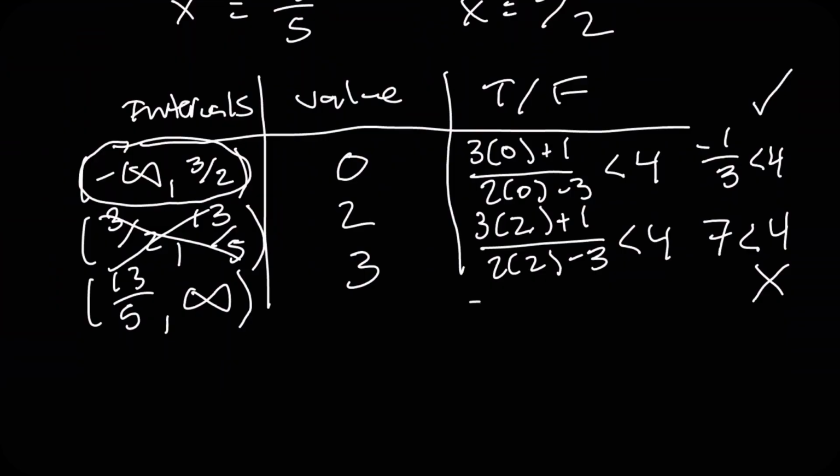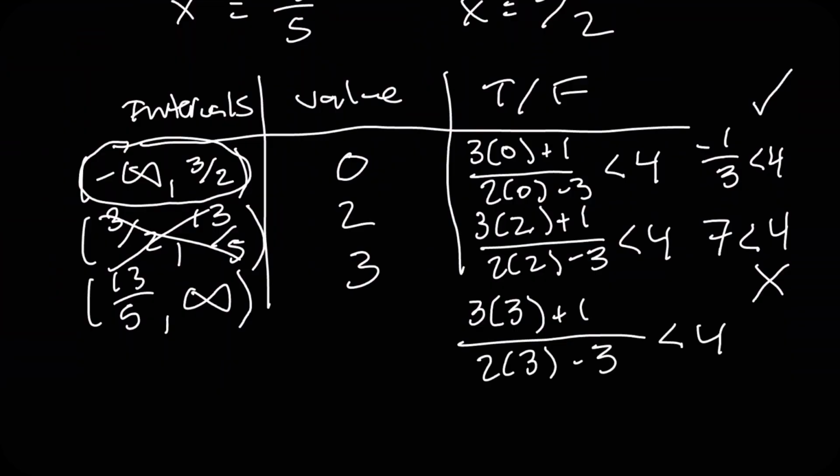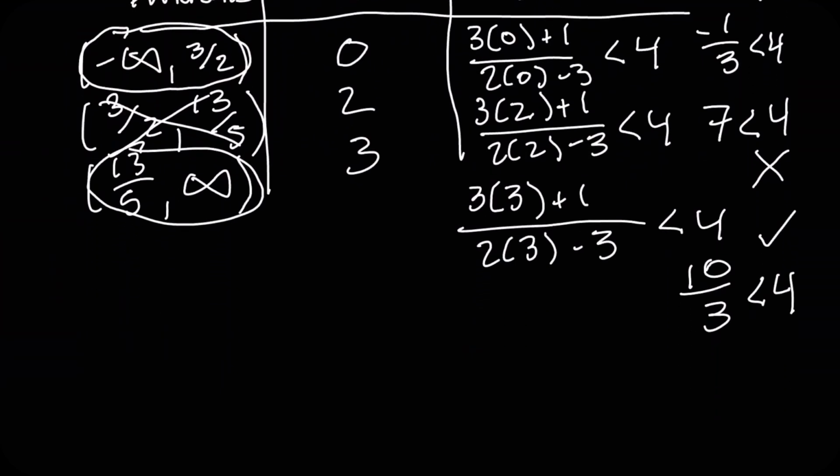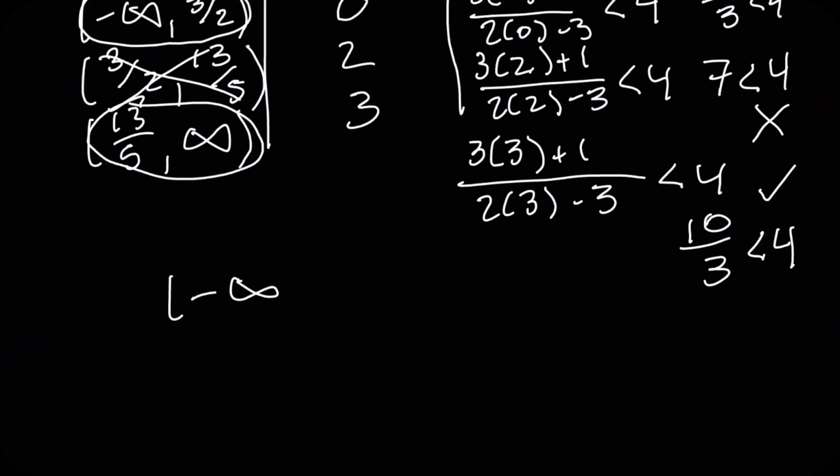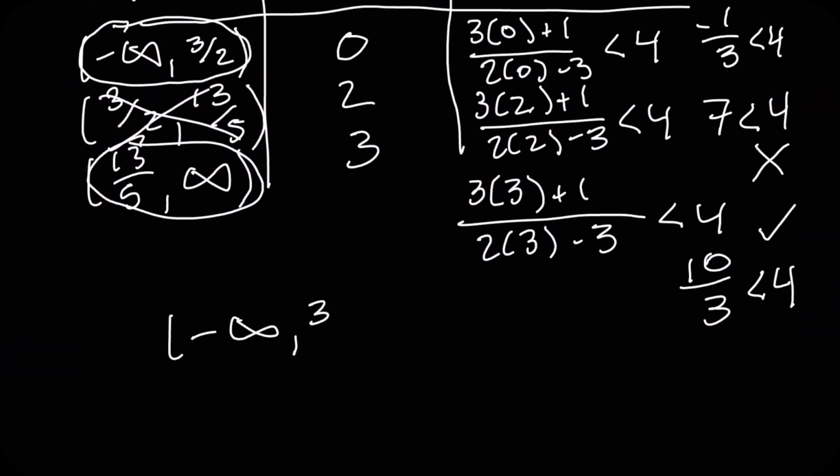Last one, we have 3 times 3 plus 1 divided by 2 times 3 minus 3, and we want to see if that's less than 4. Again, we'll get 10/3 less than 4, which actually does make sense, so we can include that interval as well, and we can write it out. So negative infinity to 3/2, union, 13/5 all the way to positive infinity.